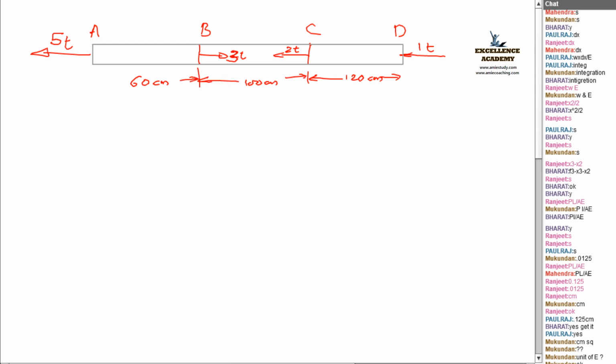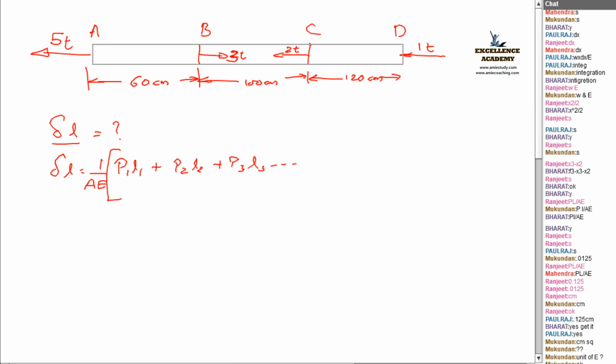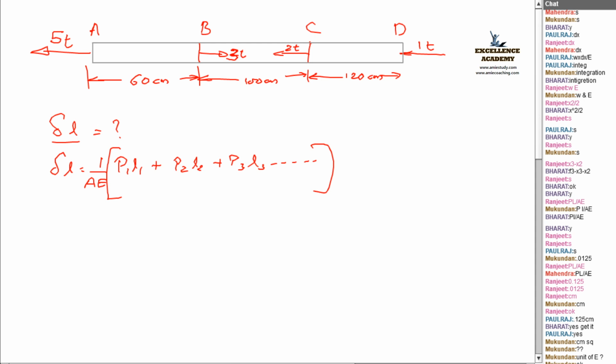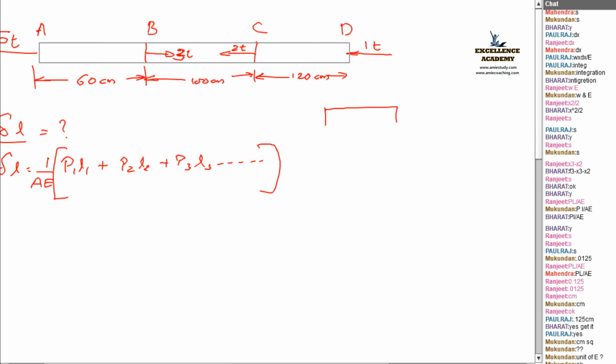So this is the question. We have to find out that delta L. We know that delta L equals 1 by A E into P1 L1 plus P2 L2 plus P3 L3, like that it will go on. First of all, I am going to draw the free body diagram of this question. That is, the part AB is drawn like this. AB.